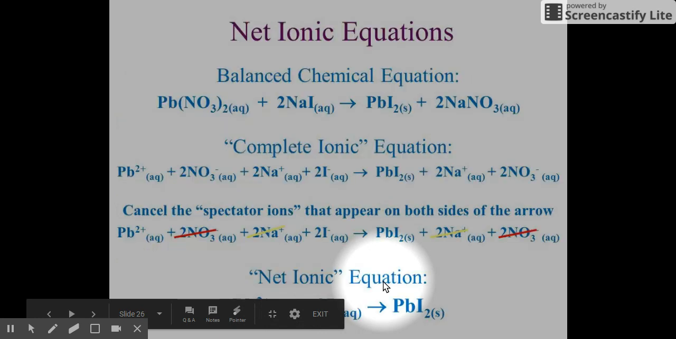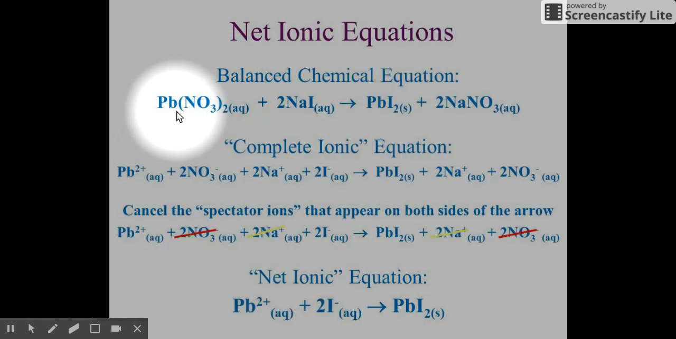Another example is the balanced chemical equation of lead(II) nitrate and sodium iodide, forming your lead(II) iodide solid. This is your precipitate, and sodium nitrate aqueous. Balancing the equation will give you a coefficient of 2 for NaI and 2 for sodium nitrate. So this equation is already balanced.